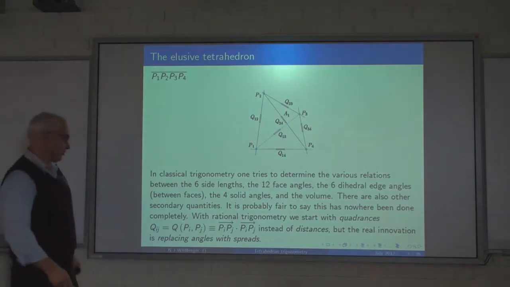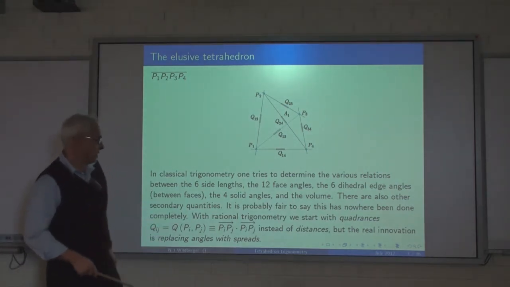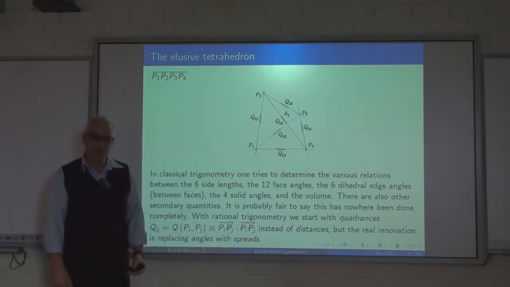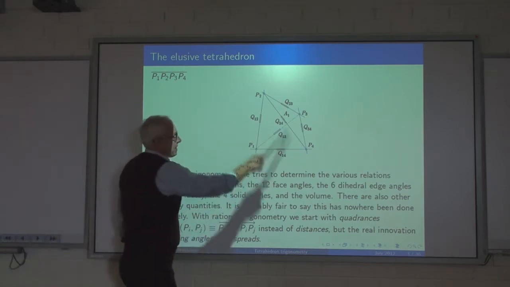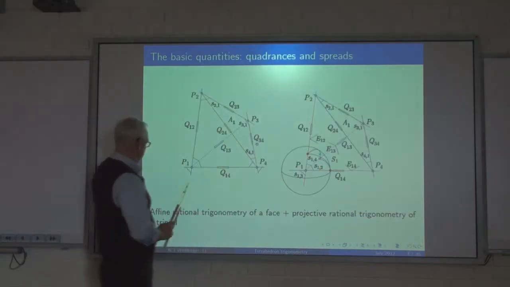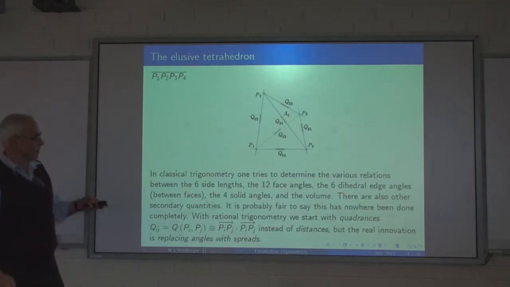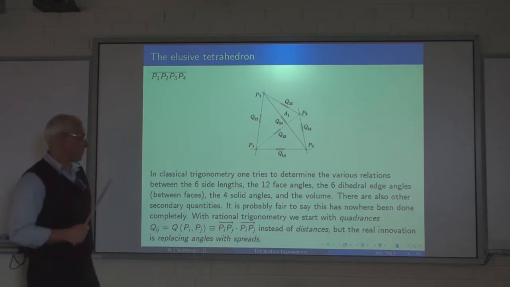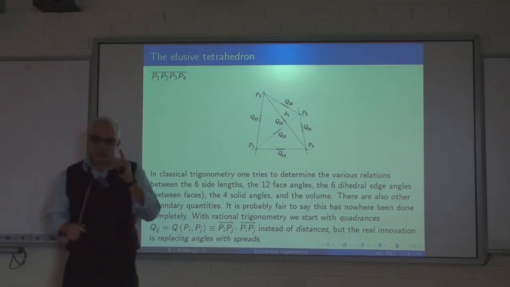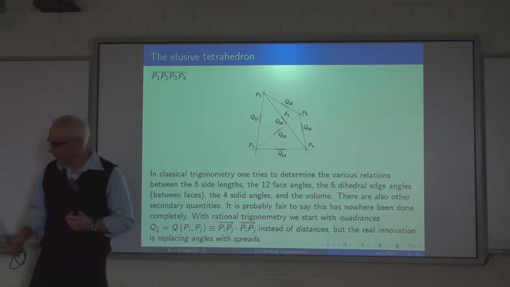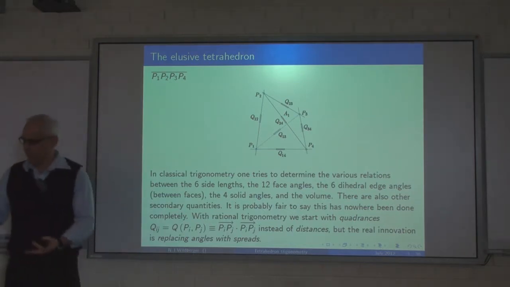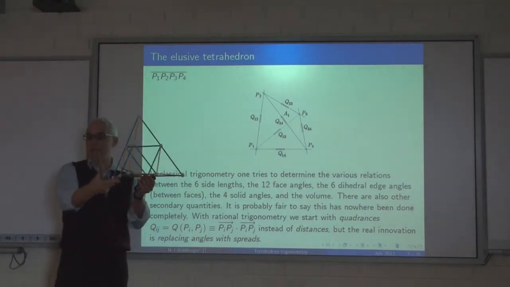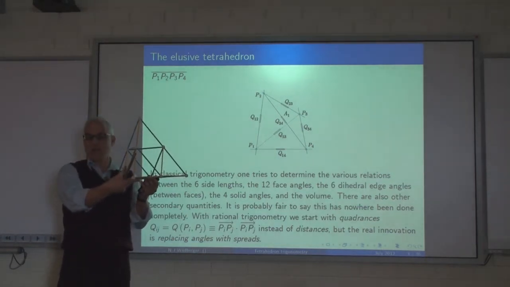Traditionally, however, classical trigonometry deals with the various relations between the 6 side lengths, the 12 face angles. That is, every face is a triangular face, and has 3 angles in it. So altogether, 12 angles in the various faces. Then there are 6 dihedral edge angles, which are very important. These are the angles created by adjacent faces. So if you take that face there and that face there, then those 2 faces make an angle. And that's called a dihedral angle.